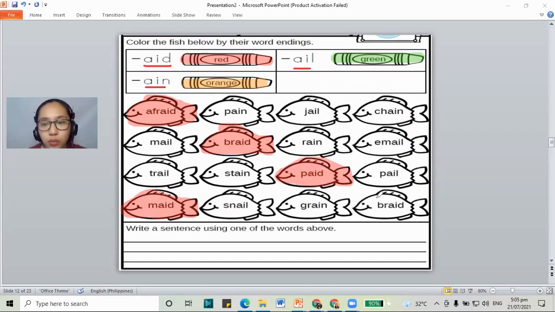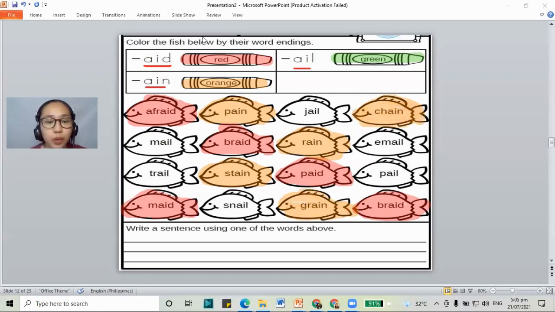So there are 2 braids in our work here. They end with aid sound. How about the next one? We have the ones with ain at the end. We have pain. We have stain, rain, grain, chain. They end with the ain sound at the end.